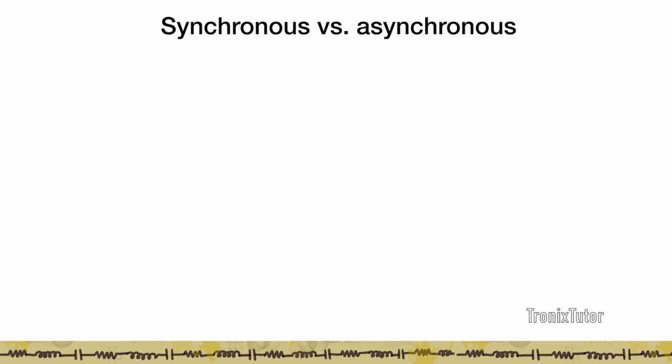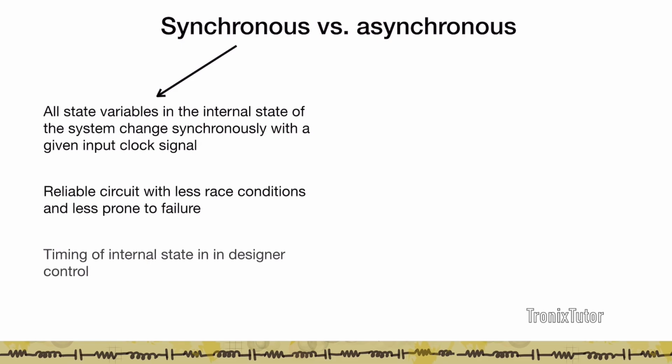Now, sequential circuits can be further divided into two types: synchronous and asynchronous. Synchronous circuits are those in which all state variables, or the internal state of the system, change synchronously with the input signal. So there is a clock signal, and whenever the clock comes, the state of the system changes every clock. Such a circuit tends to be reliable because there is a cadence to when the system responds, and hence it's less prone to failure.